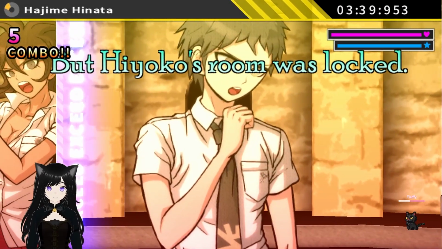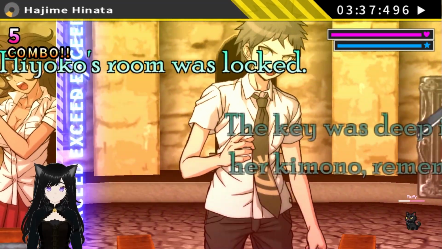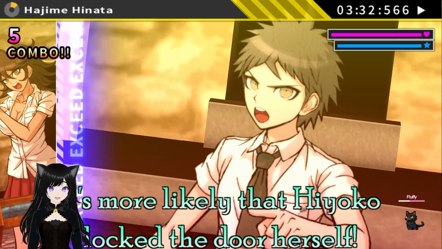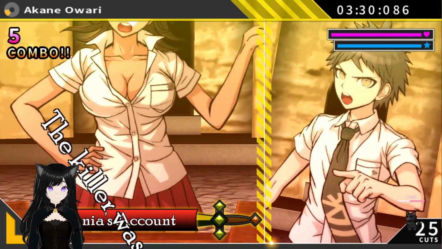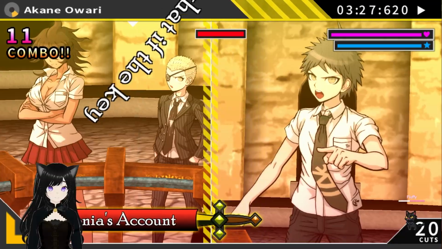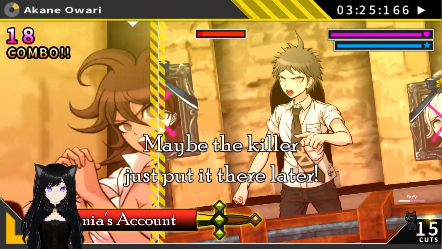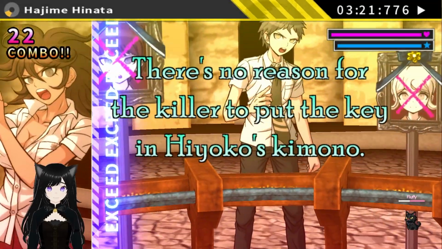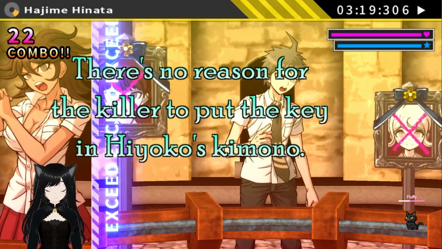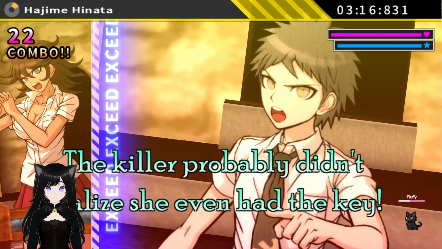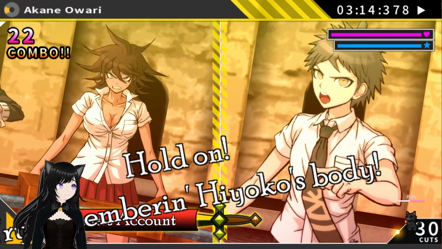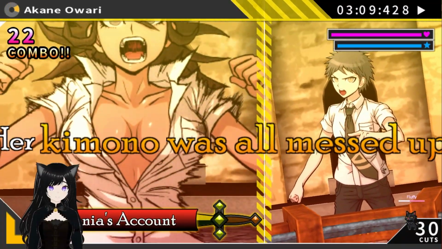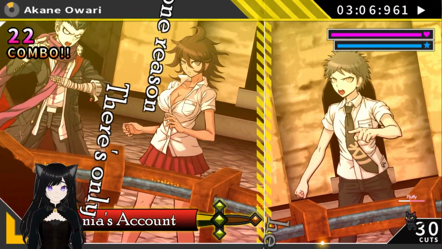But Hiyoko's room was locked. Yes. The key was deep inside her kimono, remember? We're gonna be limited on cuts, so we gotta be cautious. It's more likely that Hiyoko locked the door herself. The killer was the one who locked the door. So what if the key was in her kimono? Maybe the killer just put it there later. I don't think so. Okay, we advanced. Nice. There's no reason for the killer to put the key in Hiyoko's kimono. The killer probably didn't realize she even had the key. Yeah? Hold on. Try remembering Hiyoko's body. Her kimono was all messed up. Okay. There's only one reason her kimono was messed up.